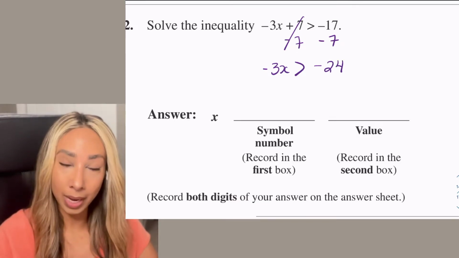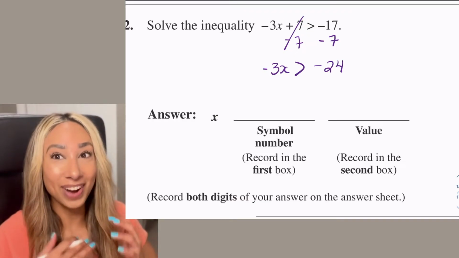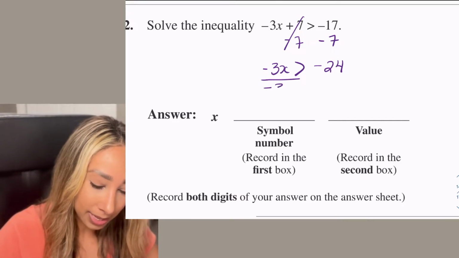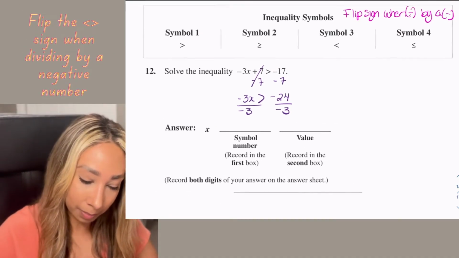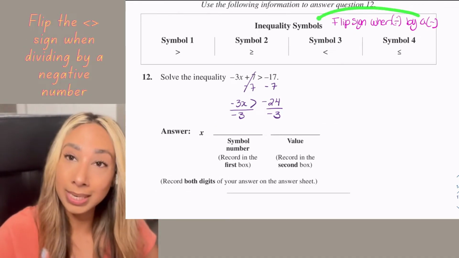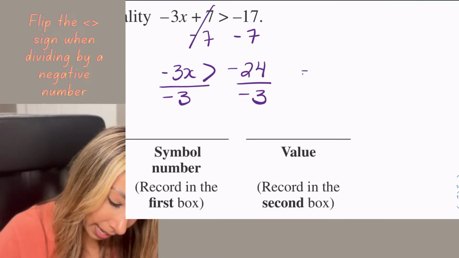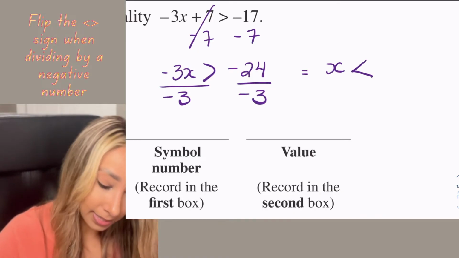X is being multiplied by -3. So I have to do the opposite, which is to divide by -3. So divide by -3, divide by -3. Oh, we're dividing by a negative number, right? So remember, that means we're going to need to flip our sign. So that's going to give me x, and our symbol is going to go this way, is equal to 3.